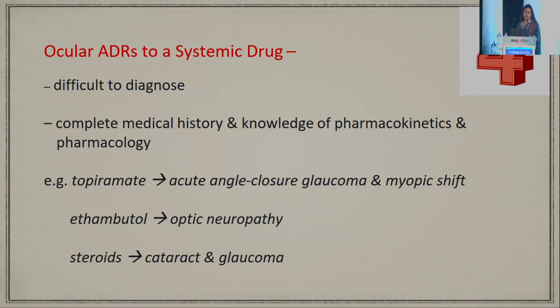The fourth category is a little difficult to diagnose, and for this you need a complete medical history and knowledge of the pharmacokinetics and pharmacology of the drug. That is the ocular ADRs which respond to a systemic drug. Here these drugs are not basically anti-glaucoma drugs, but they can often mess with your diagnosis of glaucoma, the management, and they can actually cause glaucoma. So these are the different types of side effects that we see.